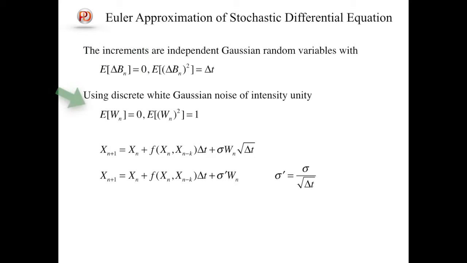If we use discrete white Gaussian noise of intensity unity to rewrite the last equation, we need to adjust the intensity of the noise by multiplying by square root of delta t. Hence, replacing the notation of sigma with sigma prime, which is sigma over square root of delta t, we obtain the last form of the equation. If we use 0.001 for delta t, simply stated, it means that we need to consider about 30 times stronger noise intensity.